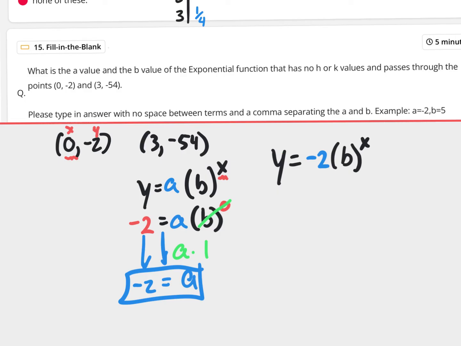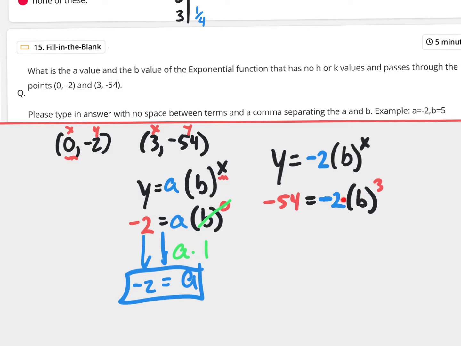So I'm going to have -54 as my y value equals, we know that the a value is -2, so we're going to leave it -2, times b, which we don't know, but we do know that the x value is, in this case, 3, right? So we're going to put a 3 up here. So we have an equation now that we could solve for b. So we want b by itself.